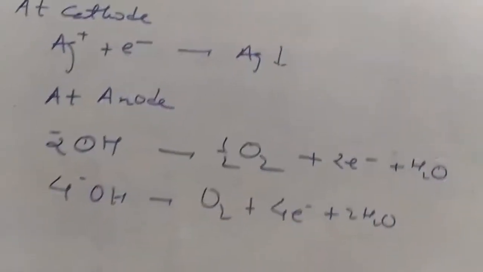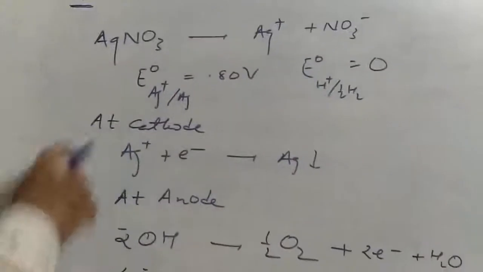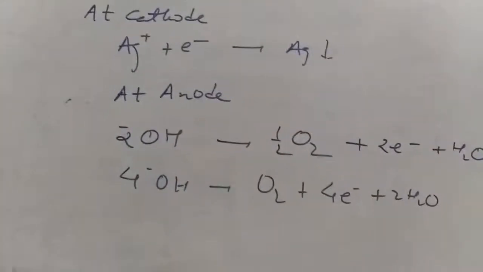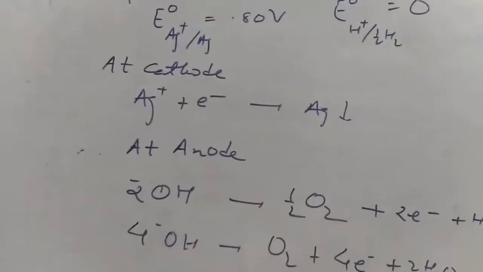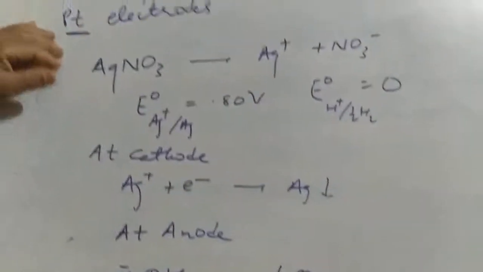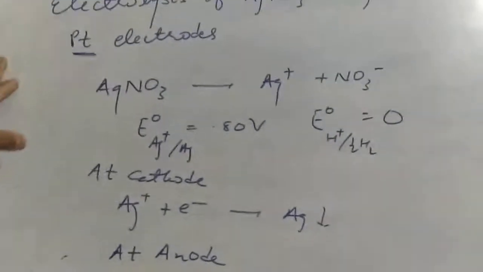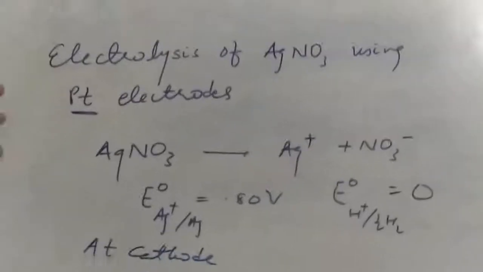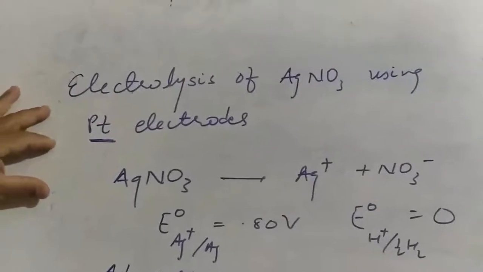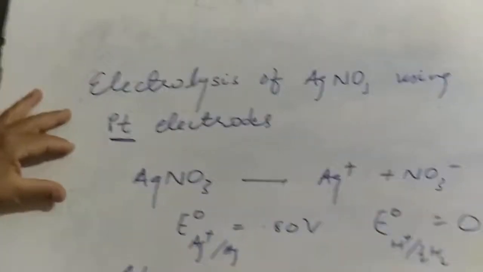So when you are electrolyzing aqueous solution of silver nitrate, then silver is going to be obtained at cathode and oxygen gas is going to liberate at anode. But suppose the same process you are doing, but instead of the platinum electrodes, this time you use silver electrodes. Now the platinum and graphite are inert electrodes. They are not participating in a reaction. Their role is only to carry out the charge.